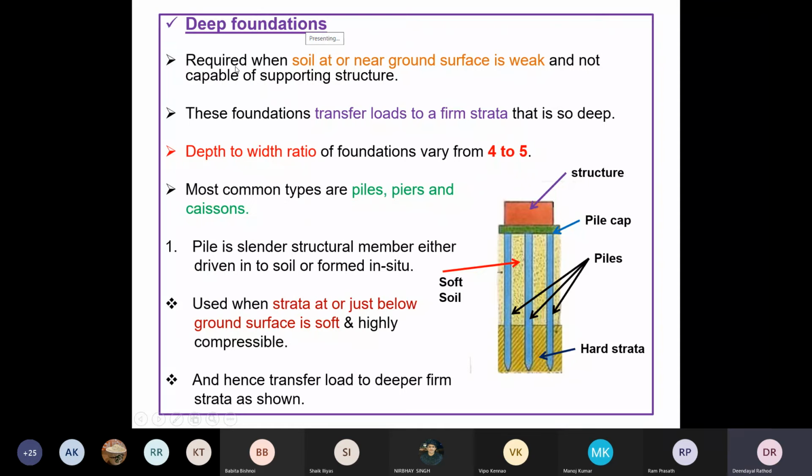Next is the deep foundations. So what are the deep foundations? This is the deep foundation, the pile foundation. Where the soil is soft, what we have to do is go to a greater depth and search for a hard stratum. Once we find this hard stratum, we generally keep all our piles on it. Then over that we construct a pile cap. This is the structure, and these are all the piles.